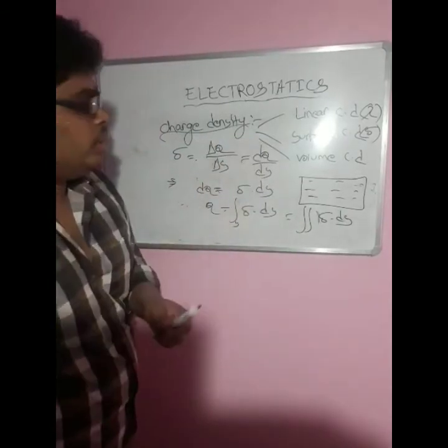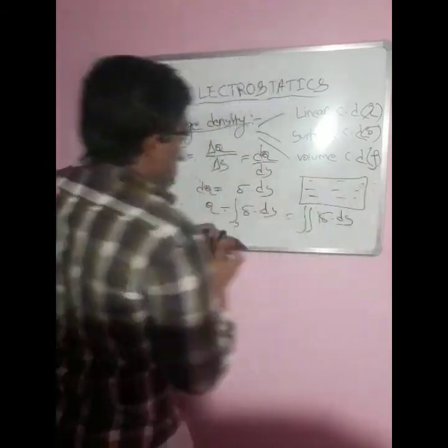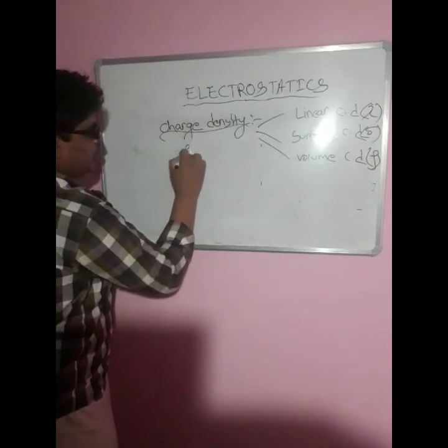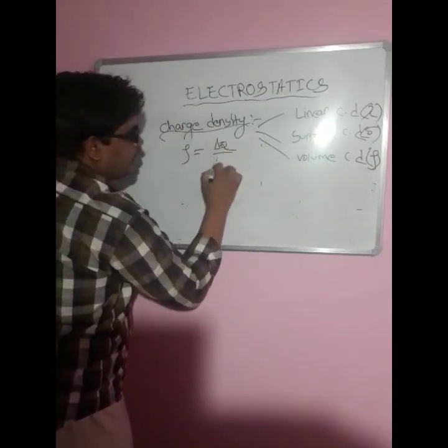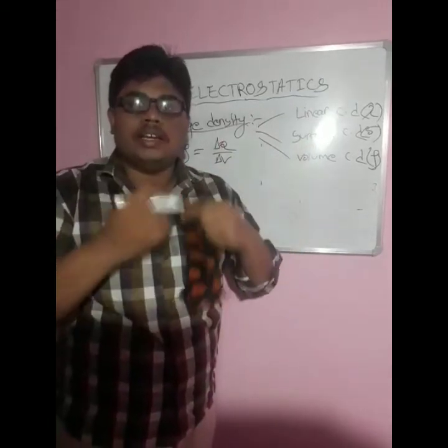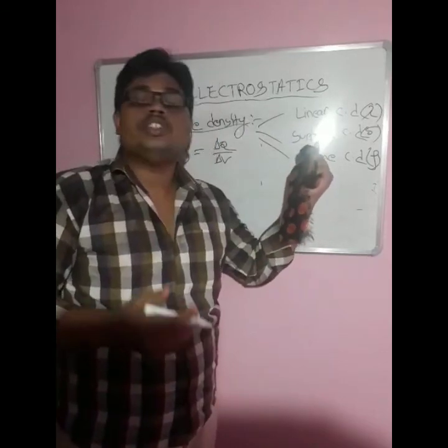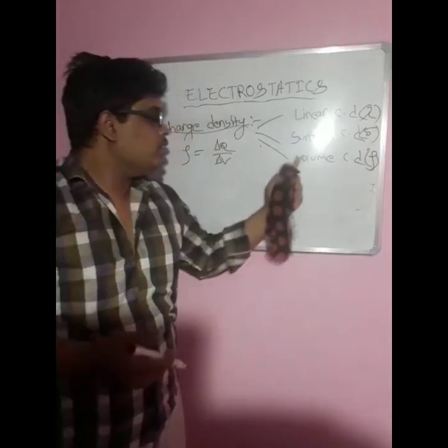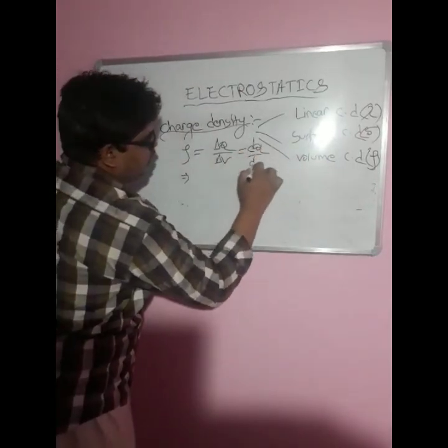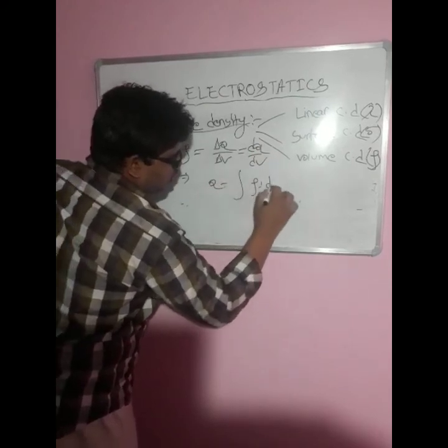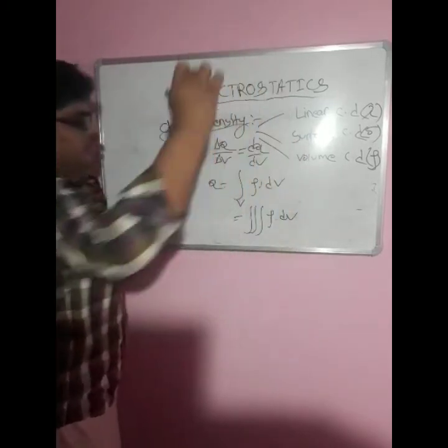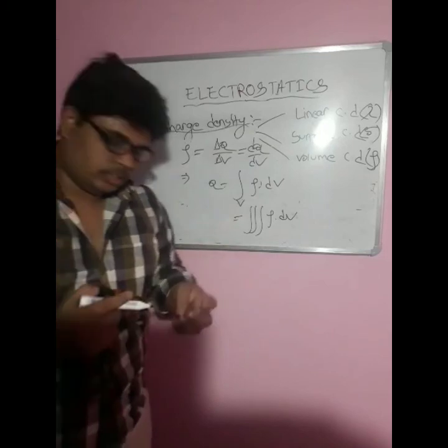For volume charge density, it is represented by rho. I can write rho is equal to del q by del v. Here see, this is the change to volume. In the first case it is a line integral, so I take del L. In the second case, it is a surface integral, means I take the surface. In a volume integral, I take the volume. Similarly, dq by dv, q is equal to integration of rho into dv. This is a volume integral, means triple integration of rho dv. Okay, clear? Okay, thank you.